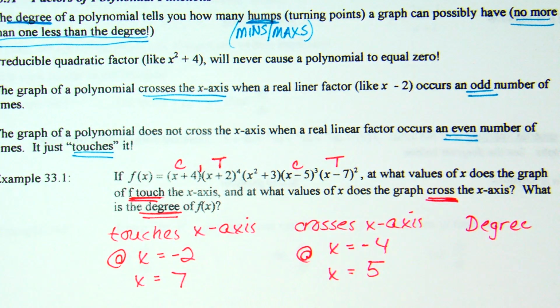We're just adding all the degrees on the top. Basically, if we multiplied this all out, which FYI we are not doing, my first term would be x to what power? That's what we're trying to figure out.